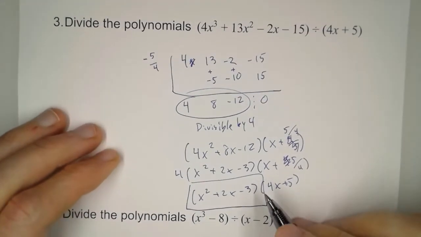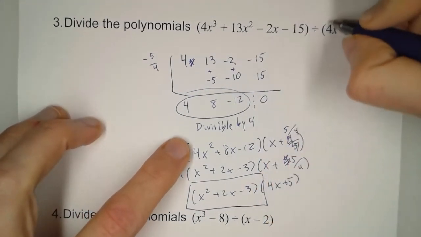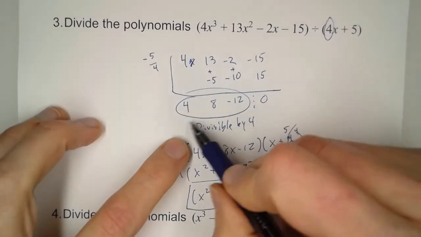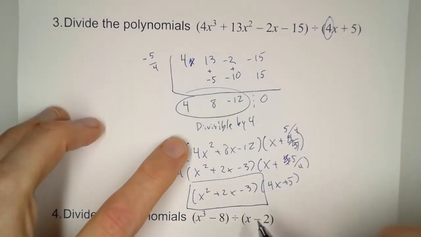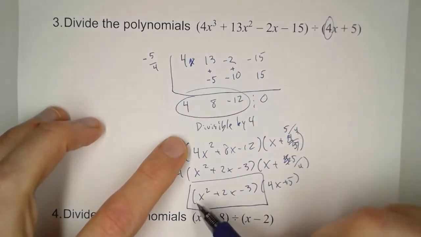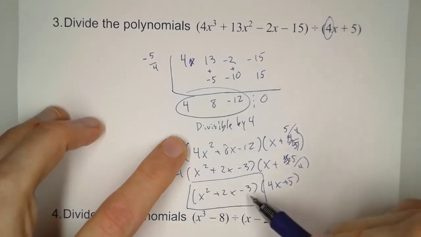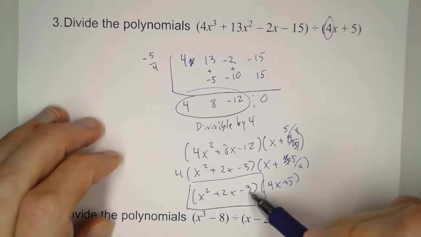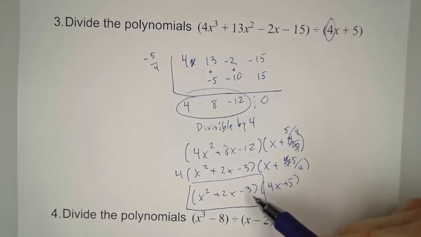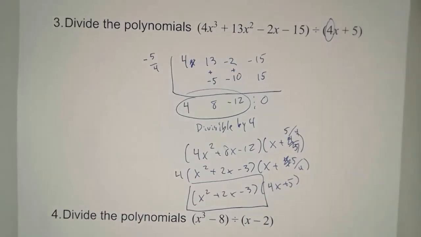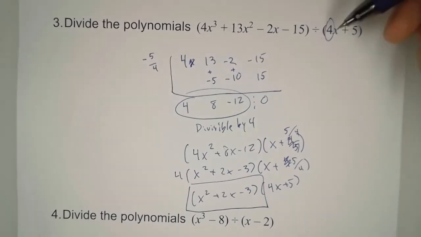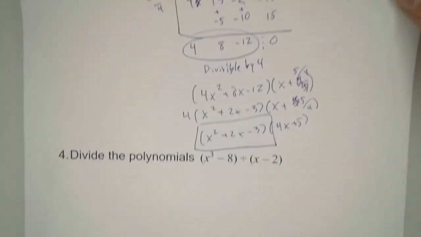So the thing you've got to remember is that whatever this number is, all your answer is going to be a multiple of that, and we have to divide it away. So 4 divided by 4 is 1. 8 divided by 4 is 2. Negative 12 divided by 4 is negative 3. And so just be aware of that when you're dividing with a coefficient in front of x.